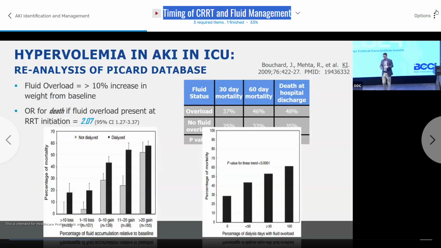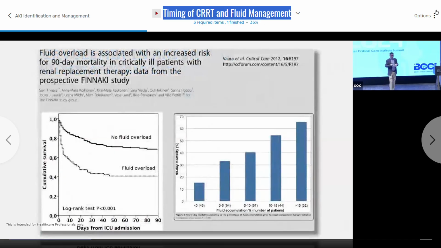Okay? I think that goes without saying, but the Europeans in another study in adults showed exactly the same thing. If you were fluid overloaded, you were much more likely to die. If you were fluid overloaded at the time of dialysis initiation, and again, there was a linear relationship between the amount of fluid that you had accumulated and the risk of death.